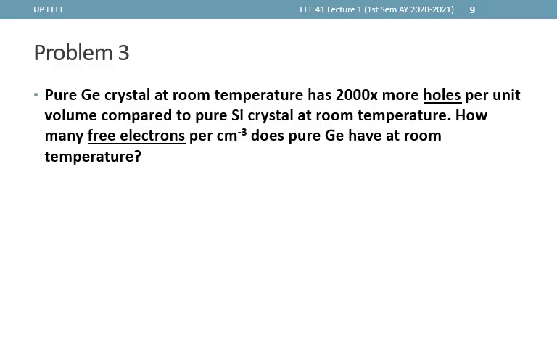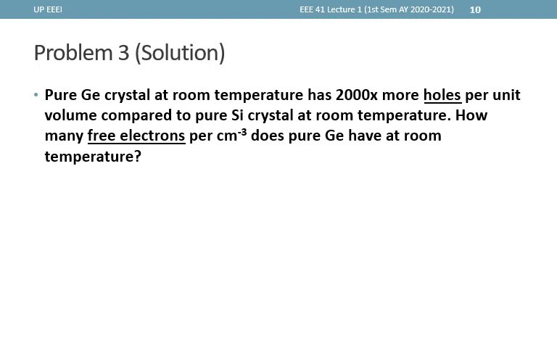The last problem we'll discuss in this video is problem 3. So for problem 3, we are given that a pure germanium crystal at room temperature has 2,000 times more holes per unit volume compared to a pure silicon crystal at room temperature. So the question is, how many free electrons per cubic centimeter does pure germanium have at room temperature given this information?